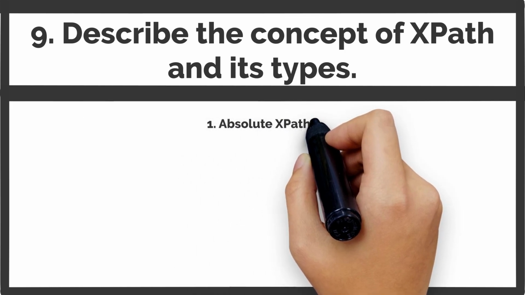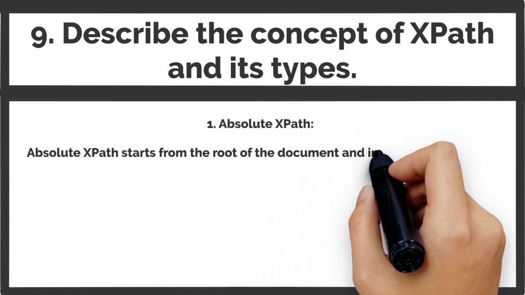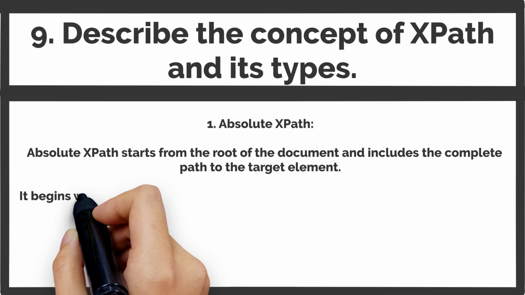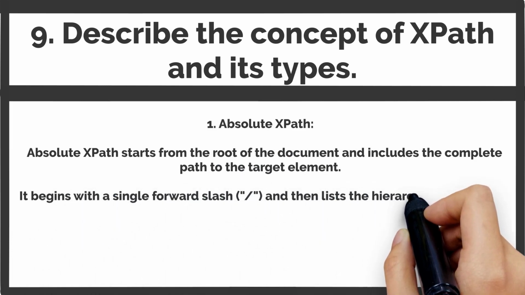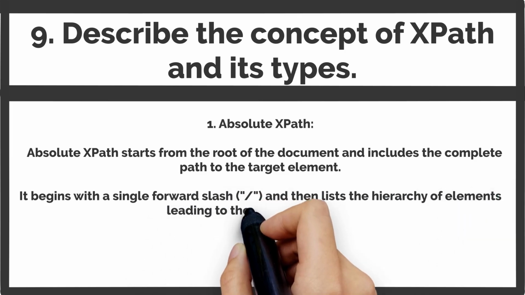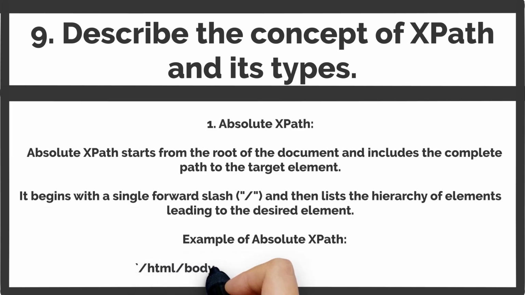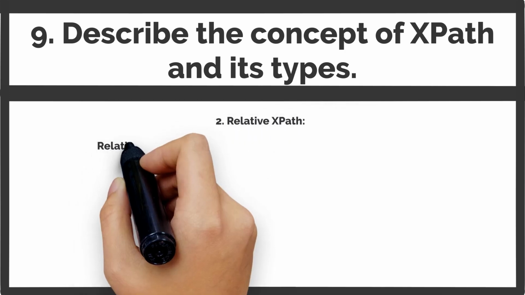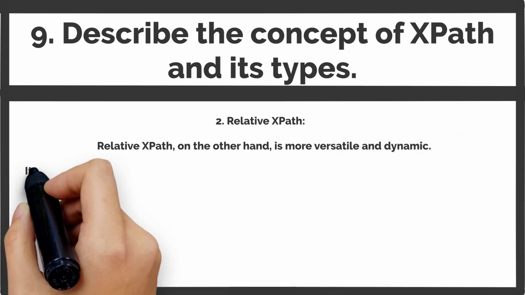1. Absolute XPath. Absolute XPath starts from the root of the document and includes the complete path to the target element. It begins with a single / and then lists the hierarchy of elements leading to the desired element. Example of absolute XPath: /html/body/div1/div2/form/input3.